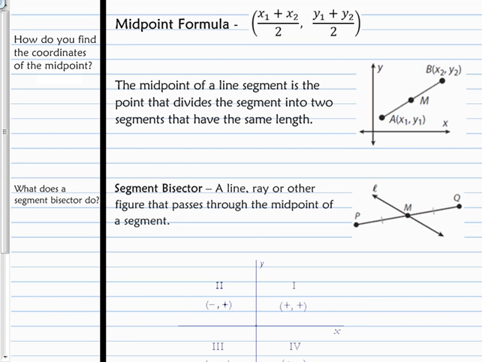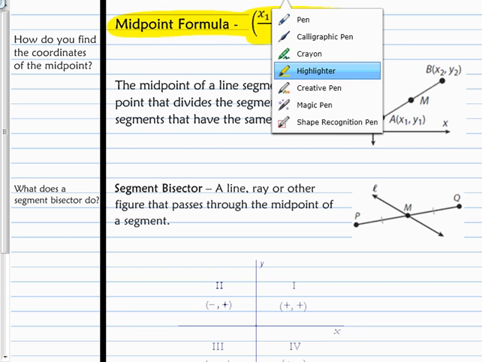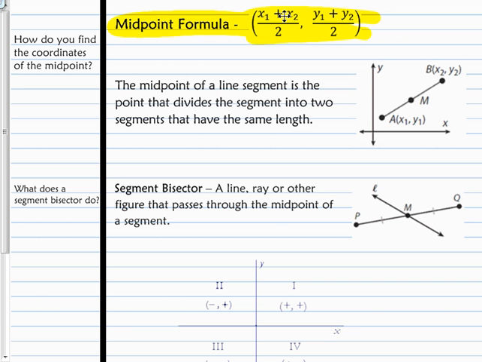Okay, moving on. How do you find the coordinates of the midpoint? The midpoint formula, yes, another formula that you need to memorize. I would highlight this nice and big in your notes so you can refer back to it. We need these formulas, they are super important. The midpoint of a line segment is the point that divides a segment into two segments that have the same length. Basically, a midpoint cuts something in half. If M is the midpoint of this line, then AM is the same length as BM.